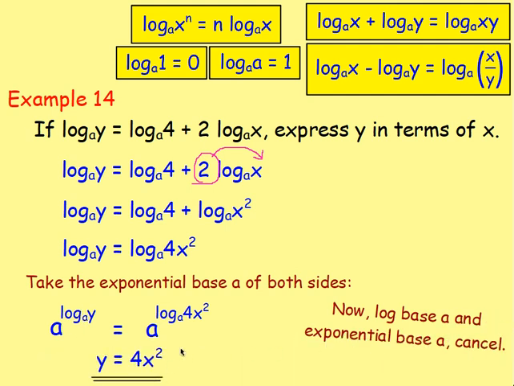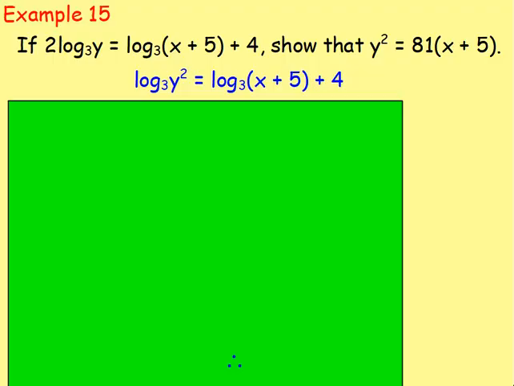You could, I suppose, just go straight to that. Y equals 4x squared though. That'd be absolutely fine. That is then y written in terms of x. You have y equals and x is just on the right hand side. So that's your answer.